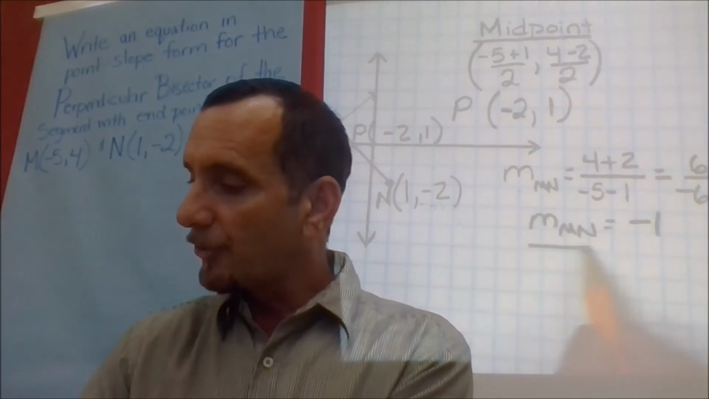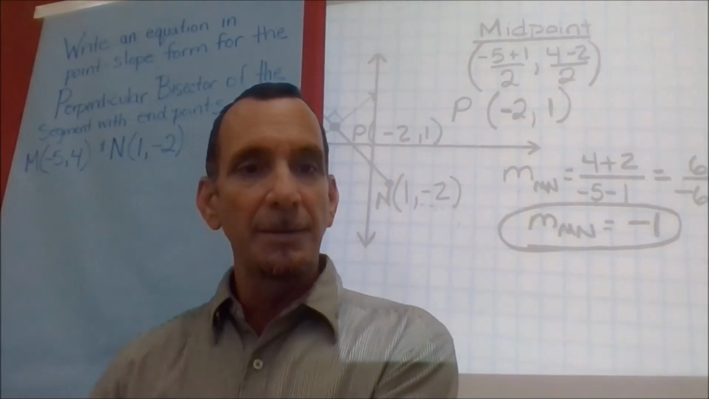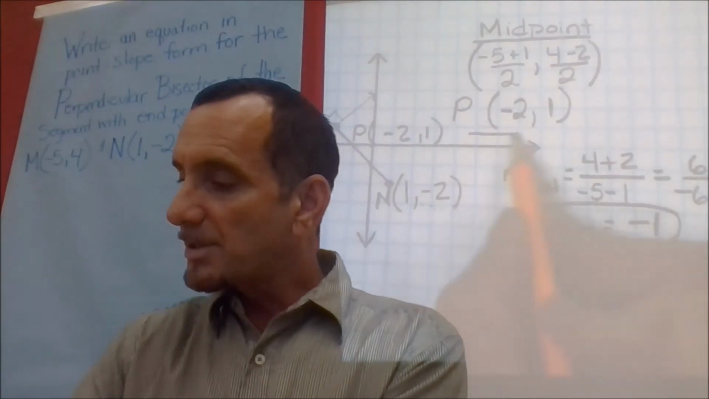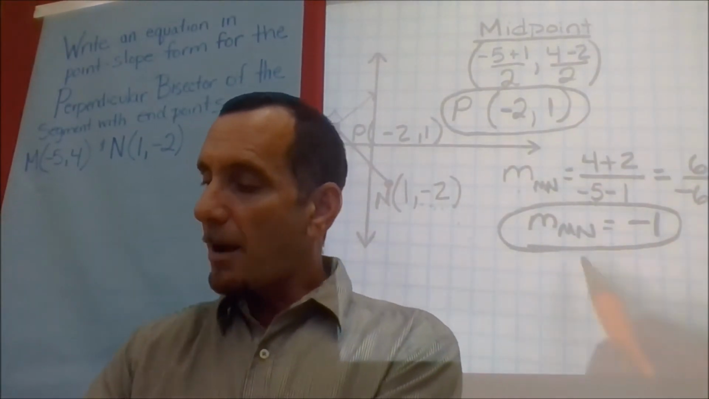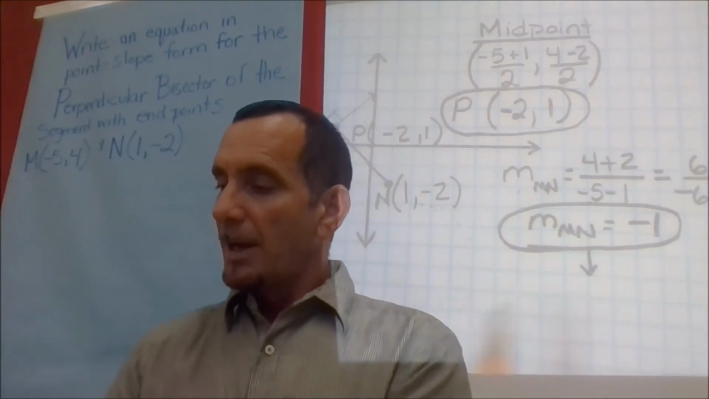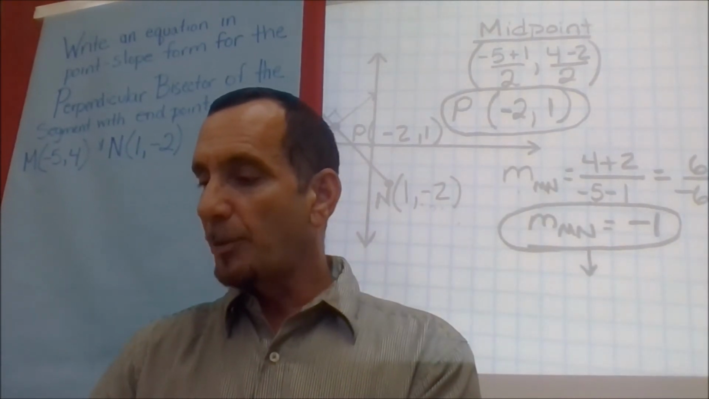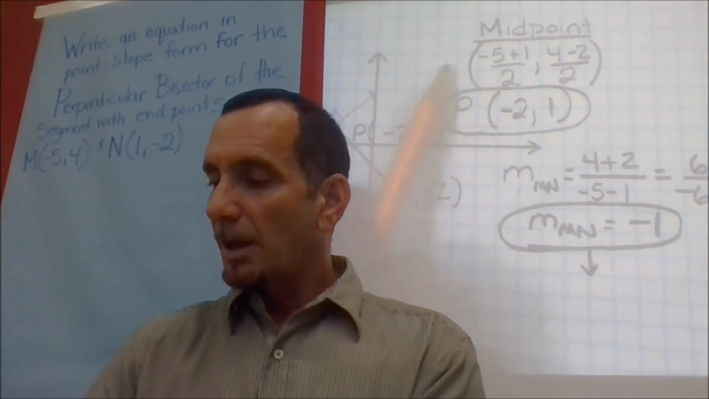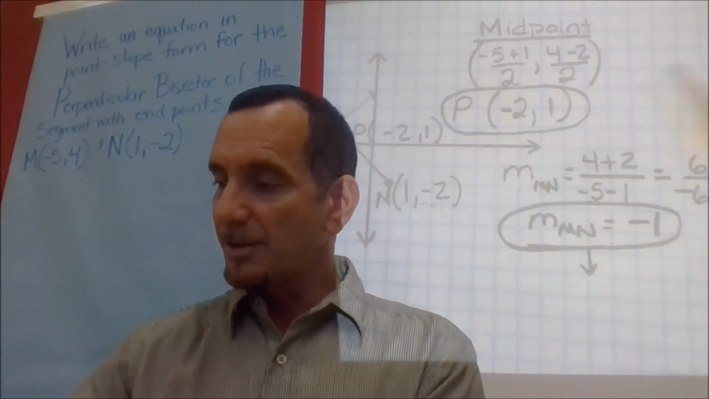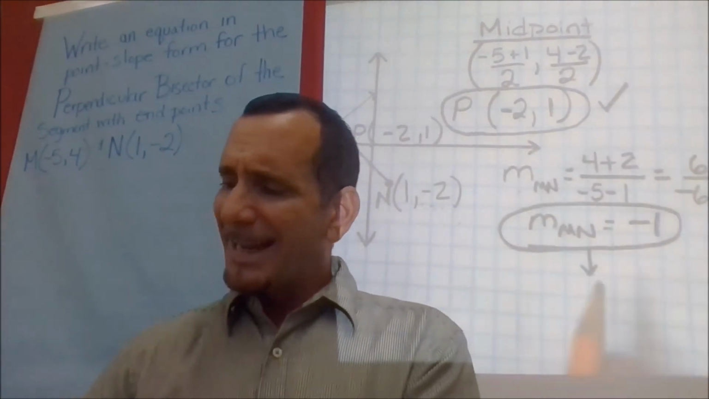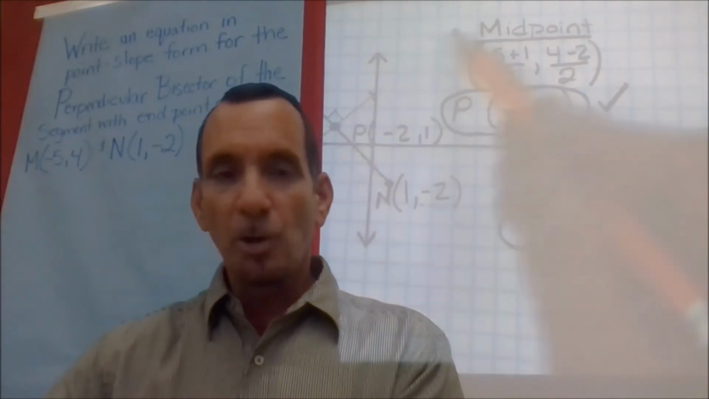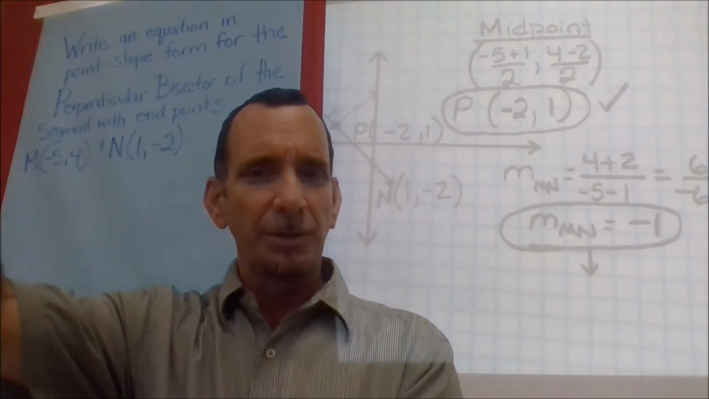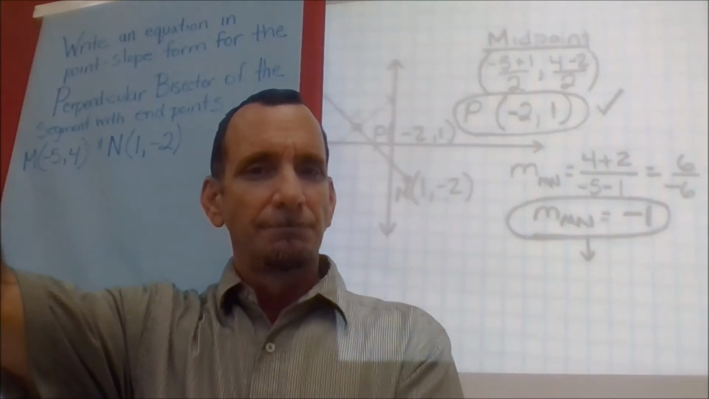I'm going to put a little circle around the slope of MN, and I'm going to circle my midpoint. Now, I'm just going to put a little arrow, because my midpoint, this point, is on the perpendicular bisector, so I can use this one. But can I use the slope of MN if I want to write the equation of the perpendicular bisector? No.